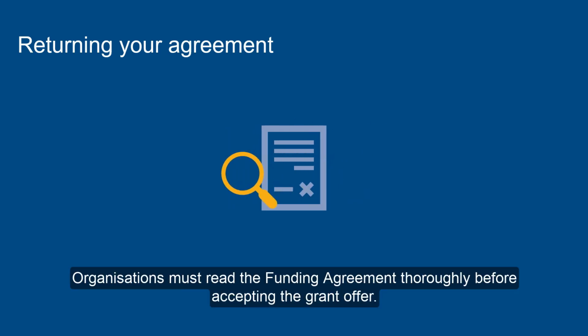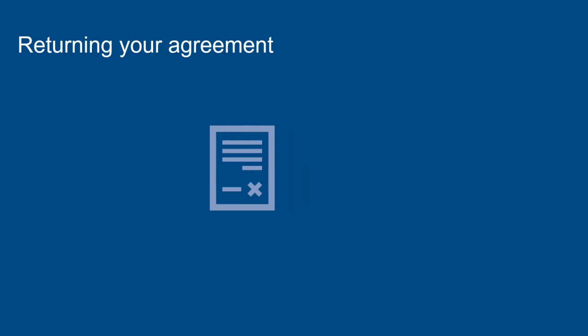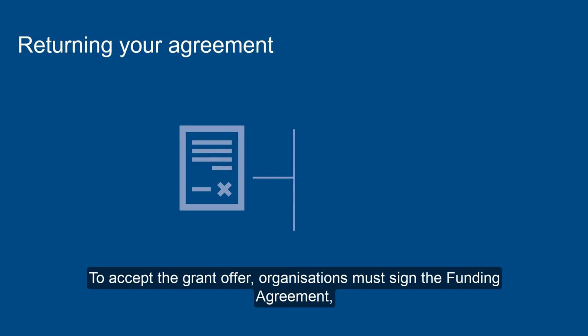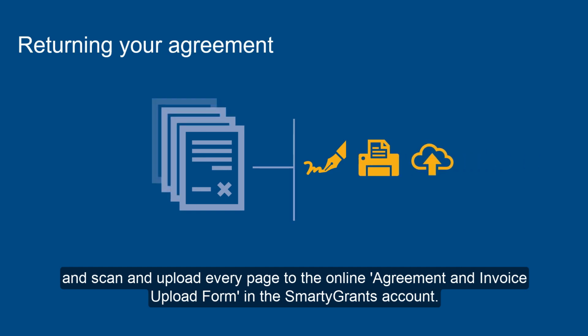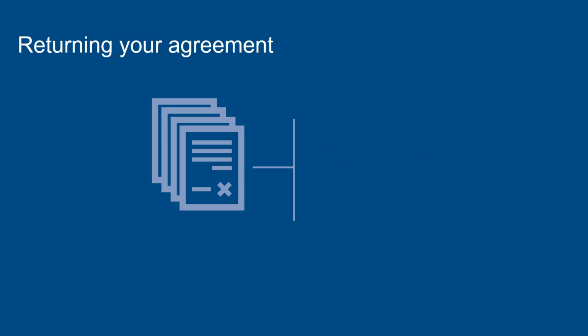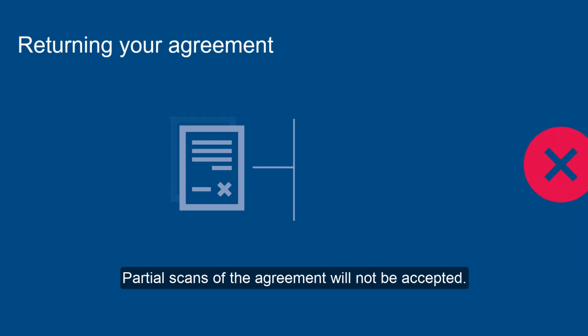Organizations must read the funding agreement thoroughly before accepting the grant offer. To accept the grant offer, organizations must sign the funding agreement and scan and upload every page to the online agreement and invoice upload form in the Smarty Grants account. Partial scans of the agreement will not be accepted.